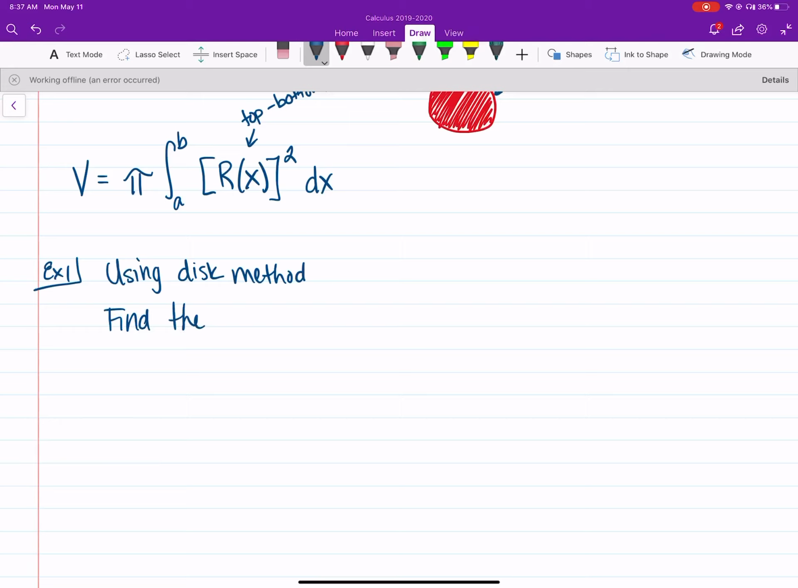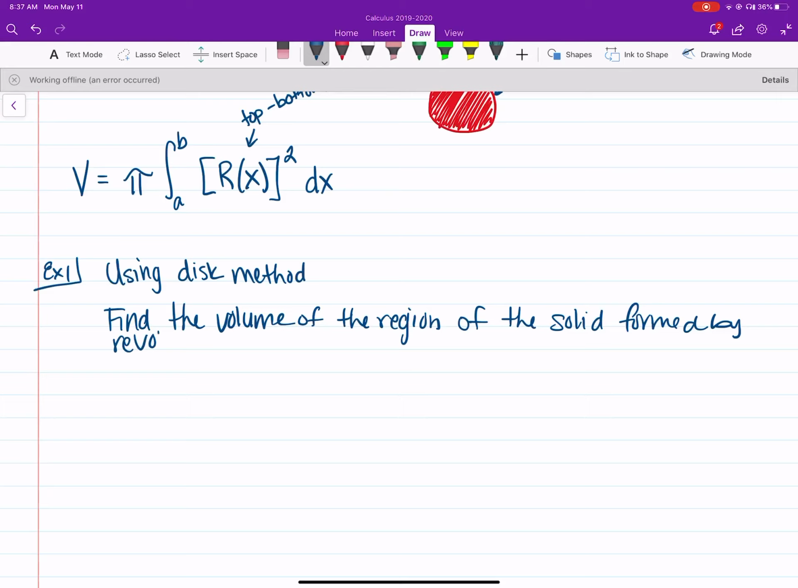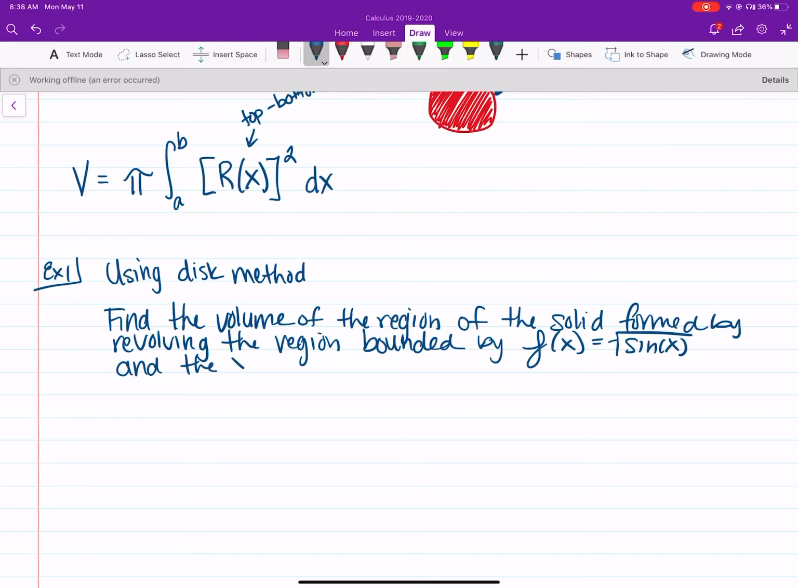Find the volume of the solid formed by revolving the region bounded by f of x equals the square root of sine of x and the x-axis, also known as y equals 0.